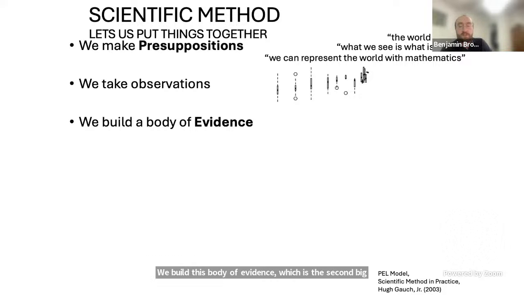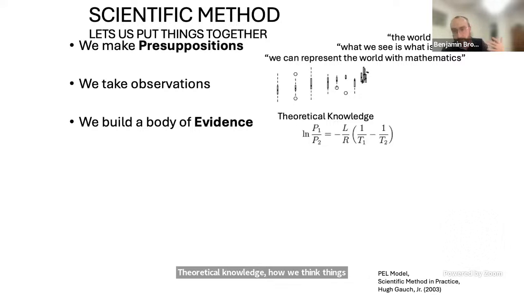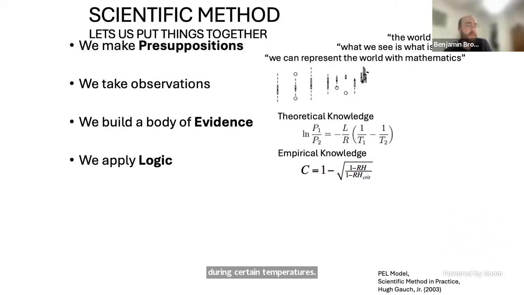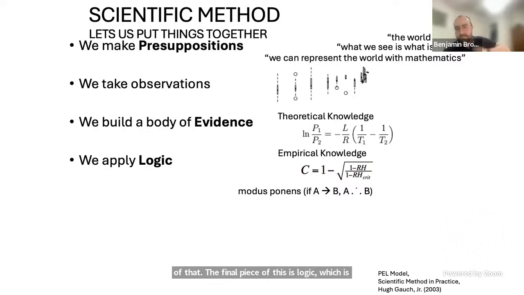And this includes the observations, but it also includes theoretical knowledge, how we think things work in the world, and empirical knowledge, which is like we don't really understand how this works, but we've taken a bunch of observations and we can describe how big a stomata on a tree leaf expands during certain temperatures. We have an empirical understanding of that. The final piece of this is logic, which is simply, if A, then B, and A, therefore B. That's all there, kind of hidden below, but important to acknowledge.